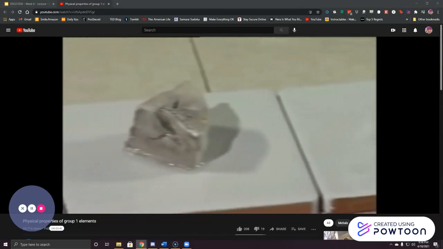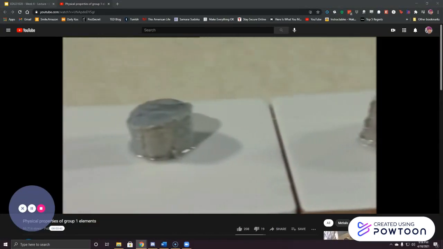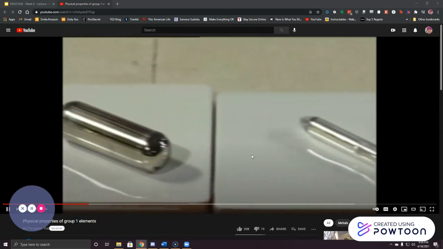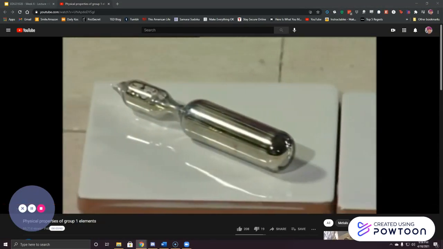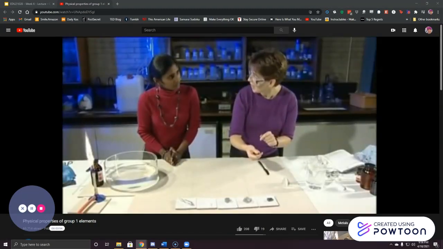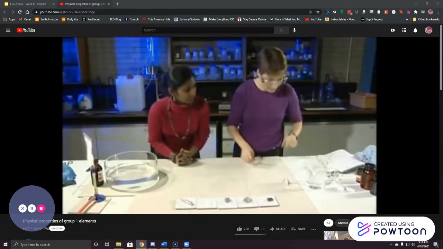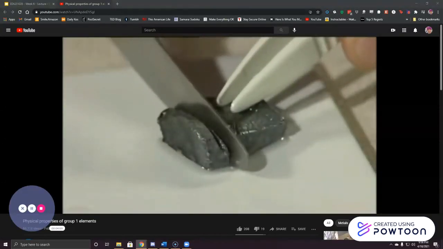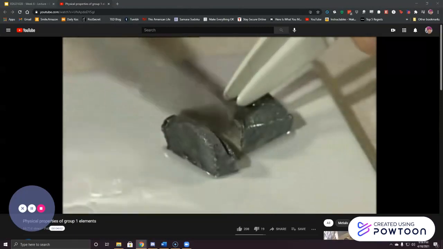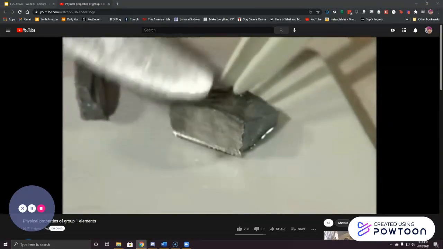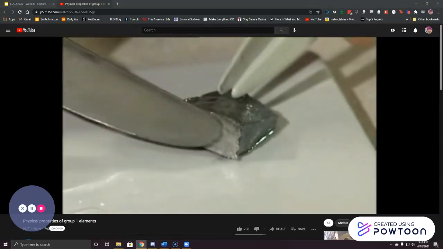What we are looking at here are the group 1 elements of the periodic table. We have lithium, sodium, potassium, rubidium, and cesium. Not shown is francium. This video will demonstrate how easy it is to cut these elements and show what happens when they are exposed to air. Lithium is actually hard to cut. As you can see, the surface is shiny and it slowly starts to react and tarnish.